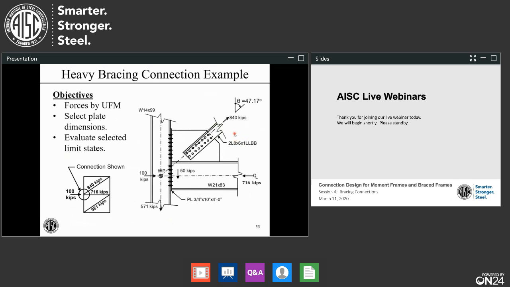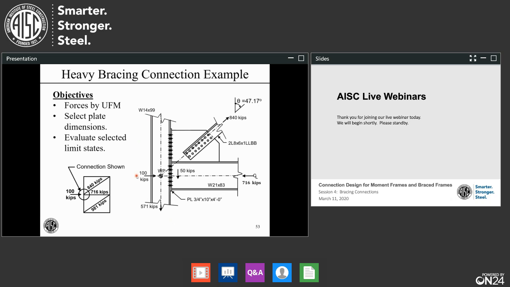Now, let's do a little example. We have this bracing connection you see on the right, a brace from a brace spring, W21x83 beam, double angle 8x6x1 brace with 840 kips at 47.17 degrees, W14x99 column. We have a 100 kip force transferring in from the adjacent bay.